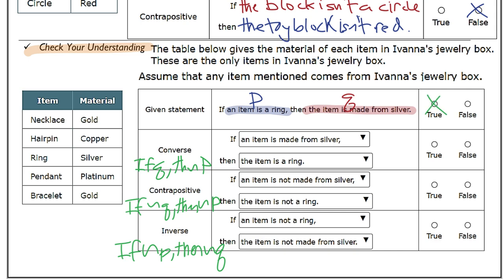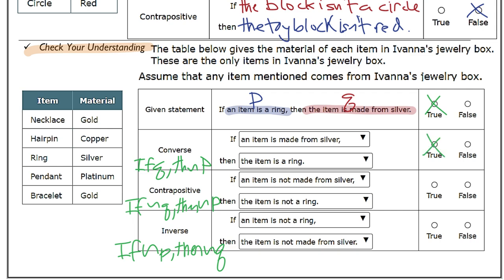So now let's go to the next one. So if the converse, so if the item is made from silver, then the item has to be a ring. So let's look for silver. Silver's right here. Oh, and silver has to be a ring. That is also true. So we'll write that.